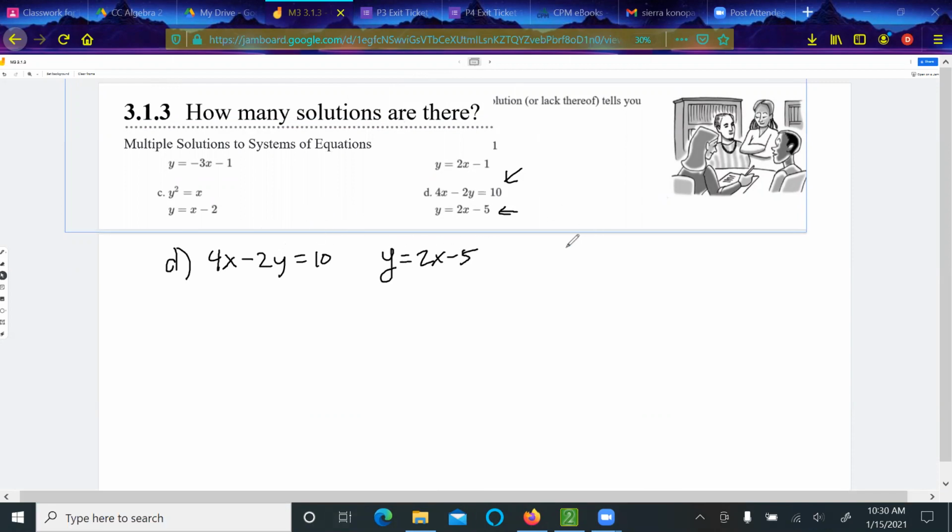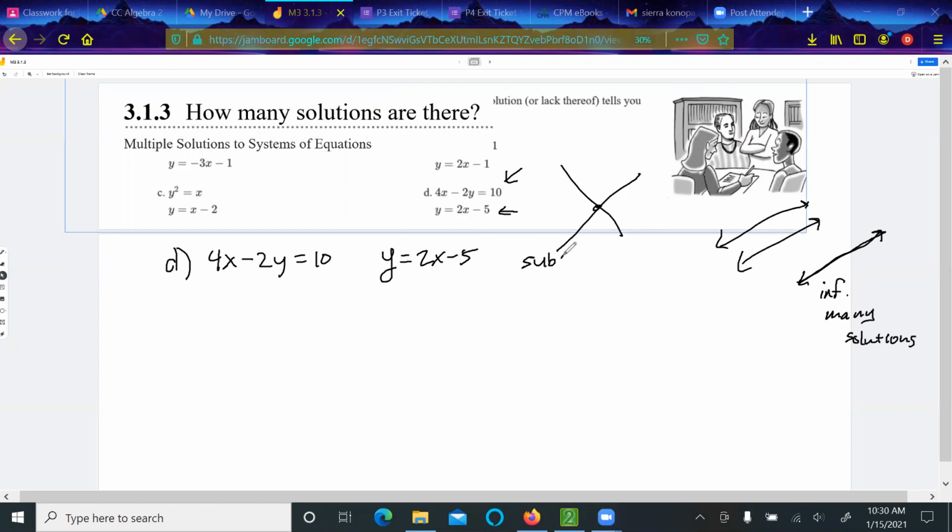Okay, line and line. So it's either going to have one solution, or they're going to be parallel and have no solution, or they could be the same line. If they're the same line, they have infinitely many solutions, right? Remember that from Math 1 and maybe Math 2? To solve these, I think substitution is the easiest way to solve these, okay? Because this is y equals, it's set y equals.